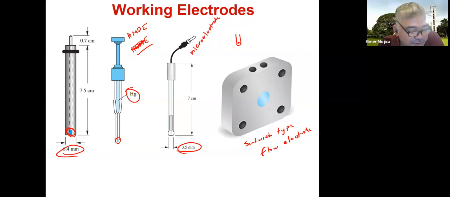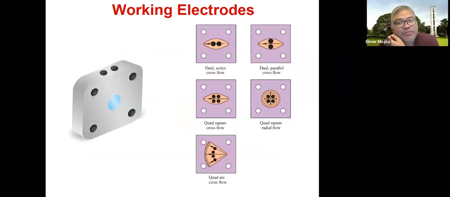I think Dr. Leah Fernando has an instrument that has that capacity. Now, this sandwich type flow electrode usually has a different configuration. Usually the flow cell has what we call an inlet and an outlet, where your sample enters. And then there are connections that go to the electrode systems that you have.